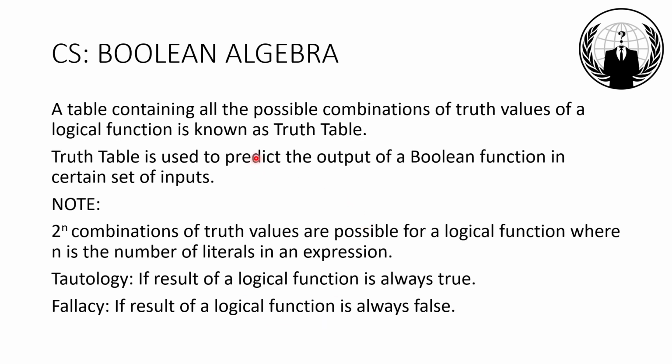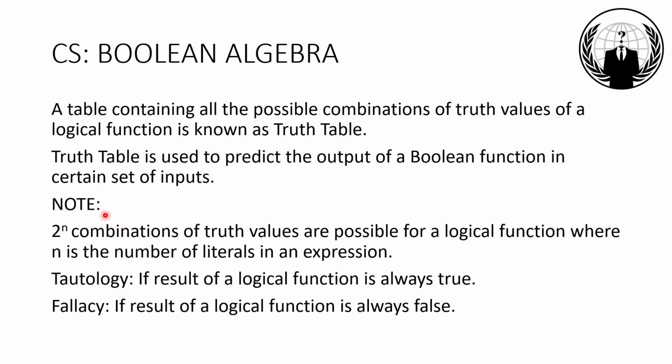A table containing all the possible combinations of truth values of a logical function is known as the truth table. The truth table is used to predict the output of a Boolean function for a certain set of inputs given by the user. Those inputs are in the form of 0 and 1, high or low value.